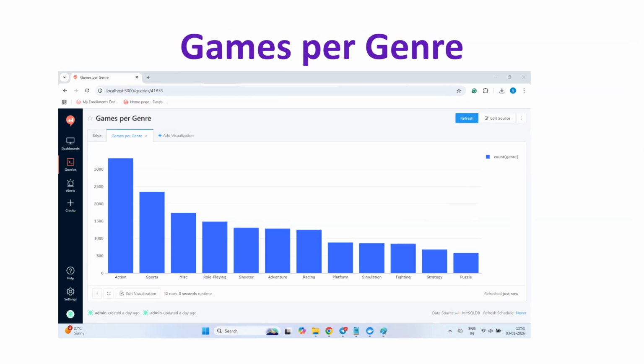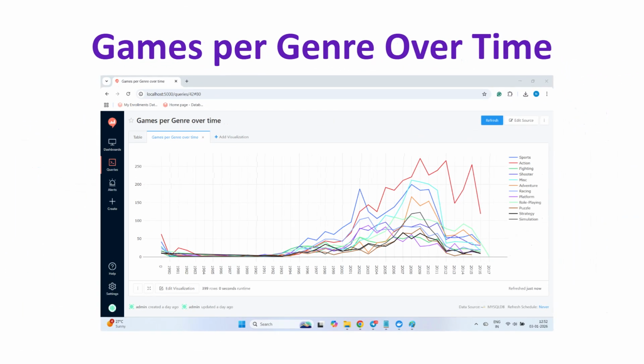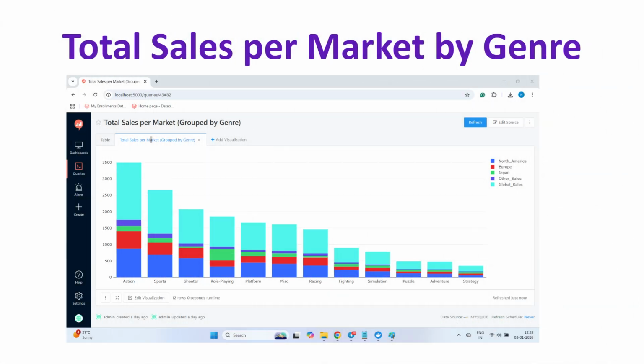This chart displays the number of games available in each genre. It highlights which genre dominates the gaming industry in terms of production volume. The line chart tracks how different genres have evolved over time. It helps us to identify emerging genres and declining trends. This visualization compares total sales per genre across different markets. It allows us to analyze regional preferences and global genre dominance.